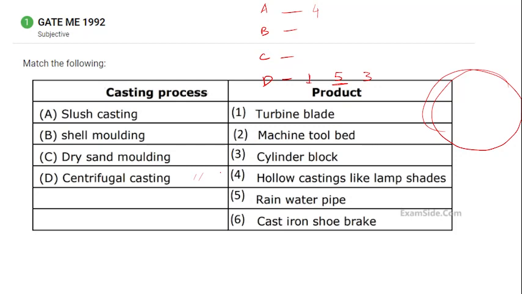Ma'am, C would be 2, machine tool bed. Okay, C2. Anyone else? Here C2 seems right. Yeah, C is 2, correct. A is 4, also correct. For B, it must be cylinder block. Yes, correct. Very nice. So this is your correct answer: 4, 3, 2, 5.